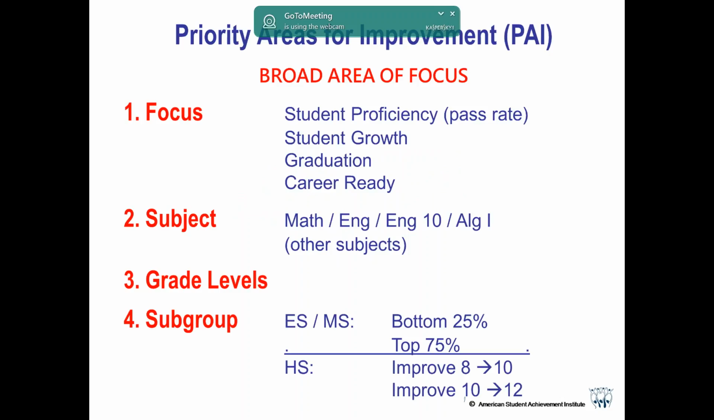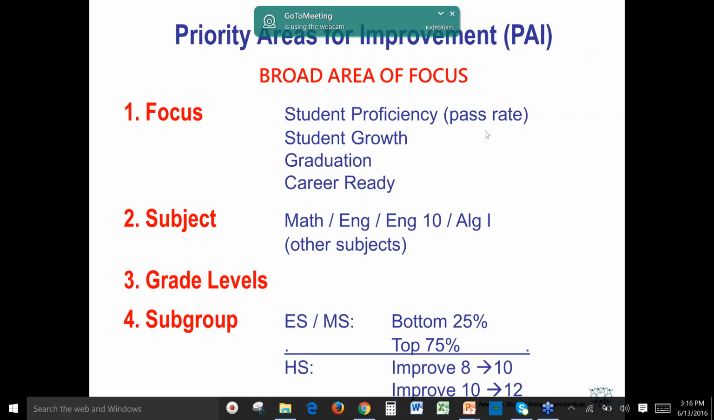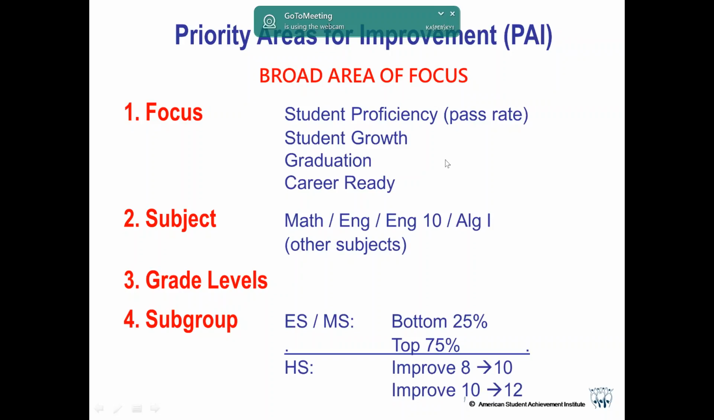So when you get into the online system, when you enter these, you'll just be checking a bunch of boxes. When you enter your PAIs, the first question you're going to have is, what's the focus of these PAIs? You'll say it's either going to be student proficiency, in other words, your pass rate on ISTEP or end of course assessment, or it's going to be student growth, the percentage of students that are growing at the prescribed rate, or the focus will be on graduation or on career ready. I'll define these in a minute, and this terminology is all established by the Department of Education.